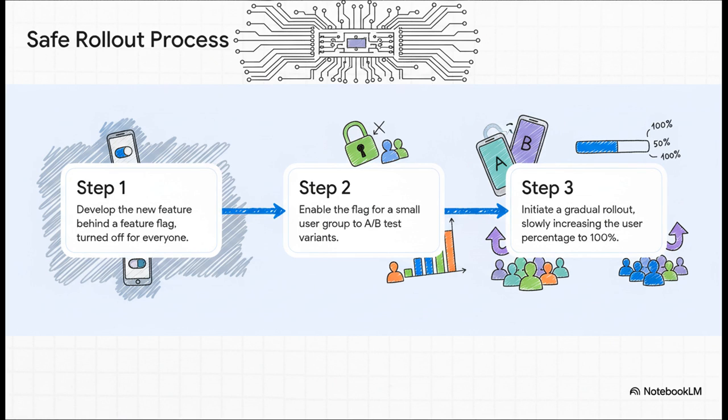And with that control, you get this really safe, modern rollout process. So step 1, you develop the new feature, but it's hidden behind the flag, so it's off for everybody. Step 2, you can flip it on for just a small group to A/B test it. And step 3, if all the tests look good, you can start a gradual rollout, maybe to 1% of users, then 10%, then 50%, all the way up to 100%.